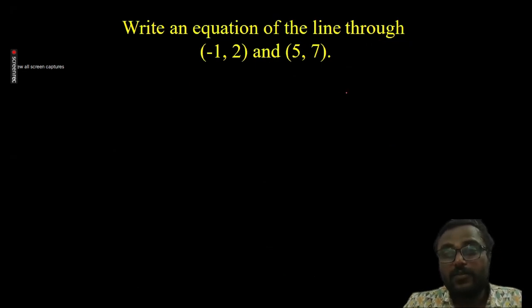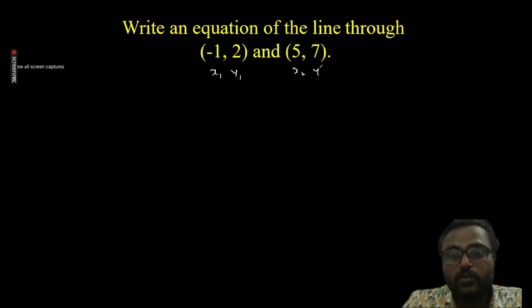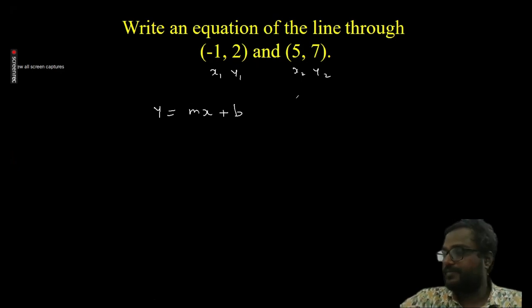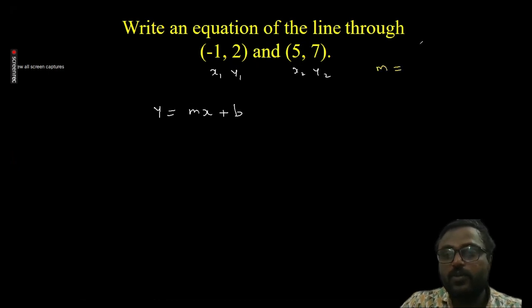Write the equation of the line through these two points. Guys, I want you to get the slope of the line joining these 2 points. I'll rename these as x1, y1, x2, y2. Get me the slope first. After you get me the slope, I'll just put it into this equation, mx plus b. Slope, if you remember, what was the formula for slope? m equals y2 minus y1 over x2 minus x1.